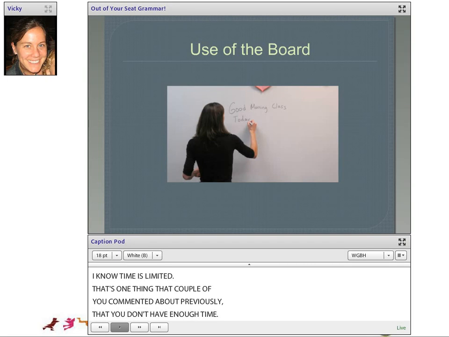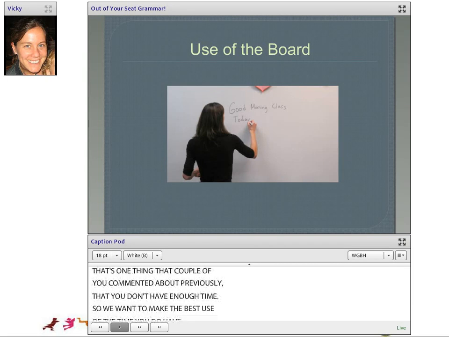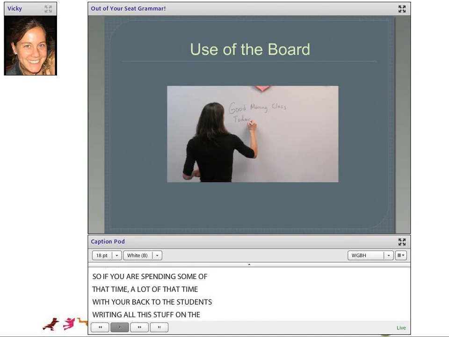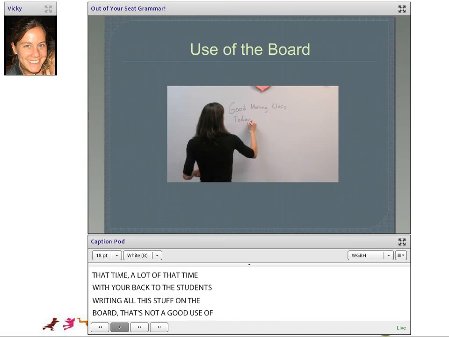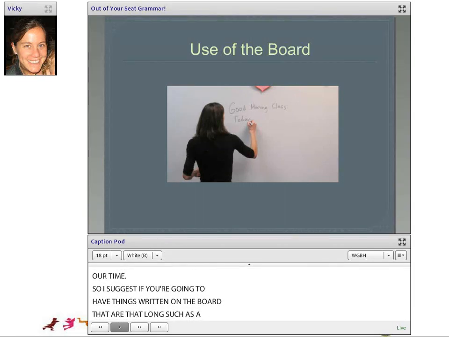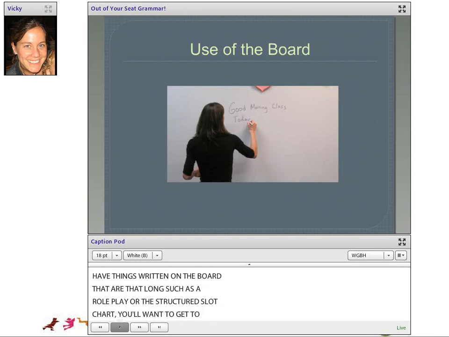So if you are spending a lot of that time with your back to the students, writing all this stuff on the board, that's not a good use of our time. And so I suggest if you're going to have things written on the board that are that long, such as a role play or the structured slot chart, you're going to want to get to class a little bit early to put it on the whiteboard and have it there. If you're not ready for the students to look at it yet, you can always cover it up.